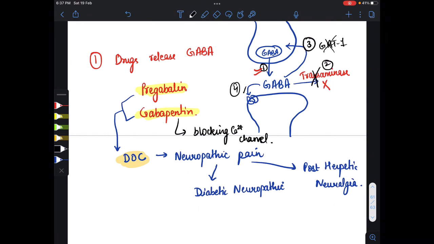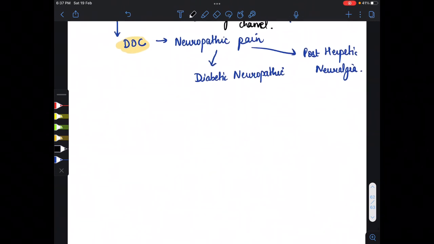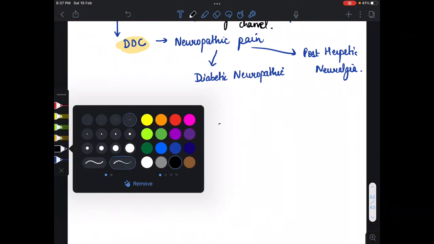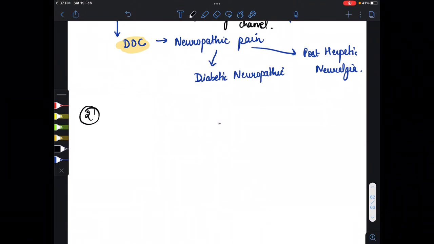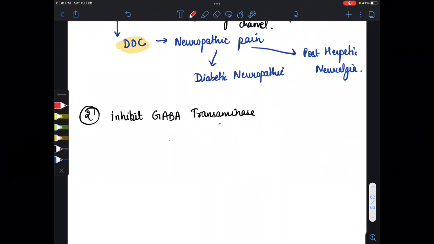Now the second one: we have to inhibit the transaminase enzyme so that GABA will not get degraded and its activity will increase. So the second category is inhibiting GABA transaminase. For this we have one drug, the name of that drug is vigabatrin. Vigabatrin is the transaminase inhibitor drug.